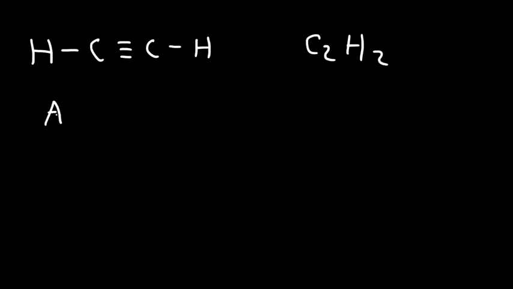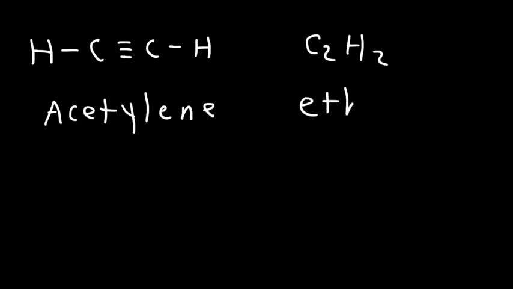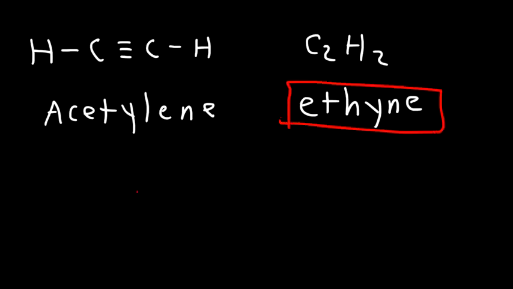In this video, we're going to focus on naming alkynes. So let's begin with the common names. How can we name this particular alkyne? This is C2H2, and its common name is acetylene. Now, this is also called ethyne because it's an alkyne, so it ends with the suffix -yne. But the common name is acetylene.